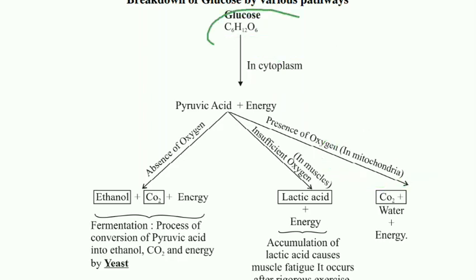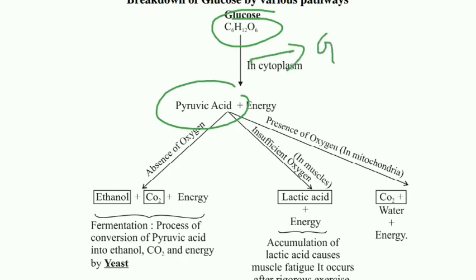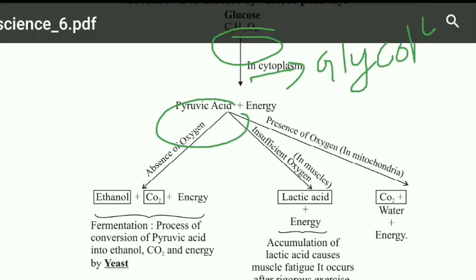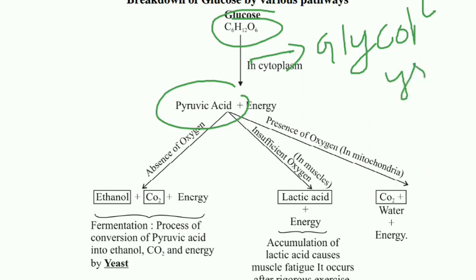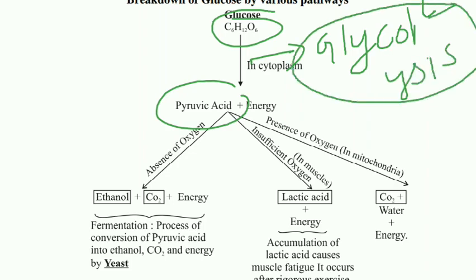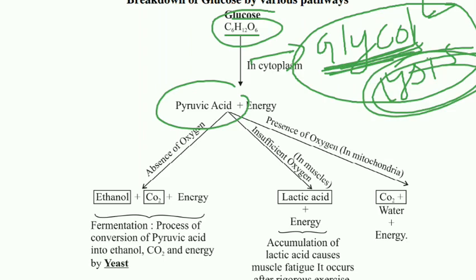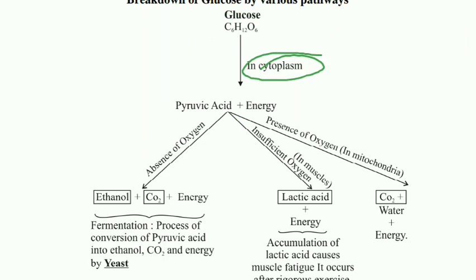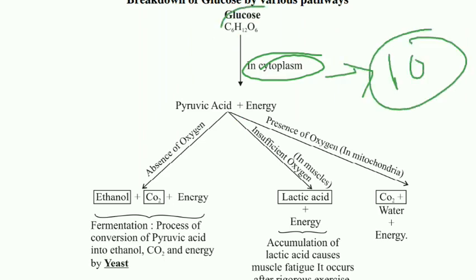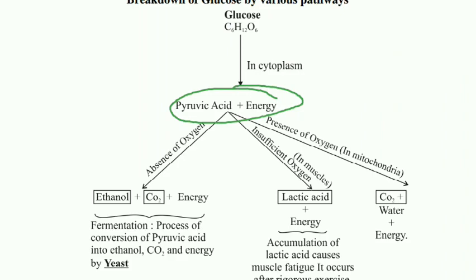In the cytoplasm, the glucose is converted into pyruvic acid, and this process is known as glycolysis. What do we mean by glycolysis? Glyco means glucose, and lysis means breakdown. So the term glycolysis means breakdown of glucose. The breakdown of glucose takes place in the cytoplasm and completes in 10 steps, which are altogether known as glycolytic steps. This pyruvic acid is now utilized by the cells.